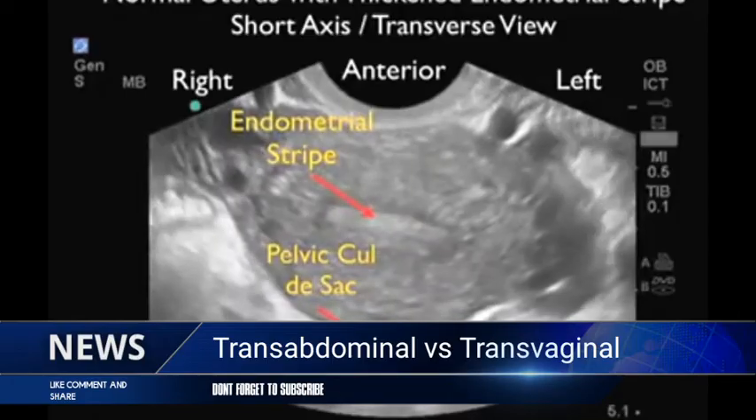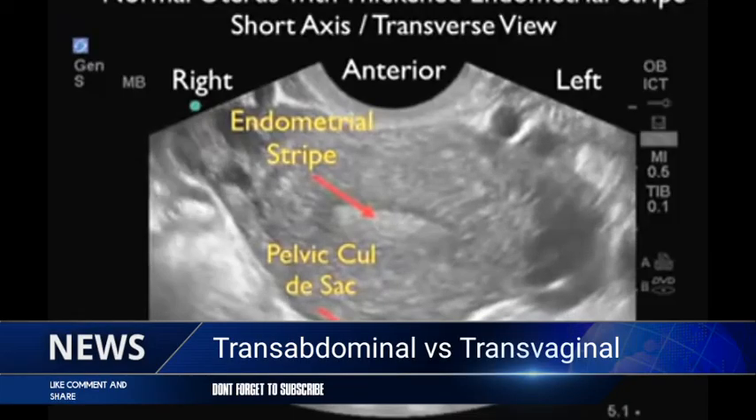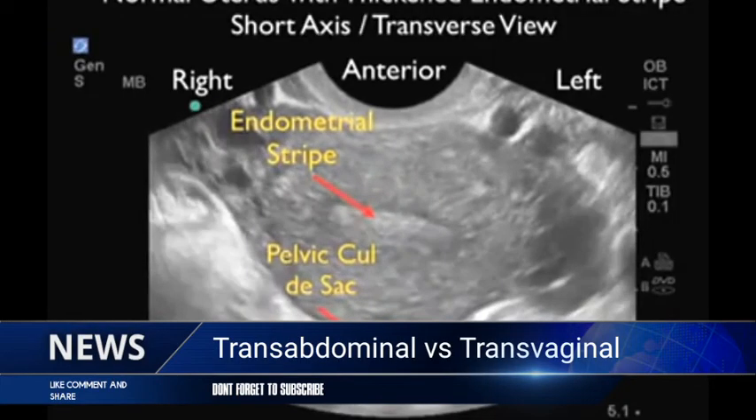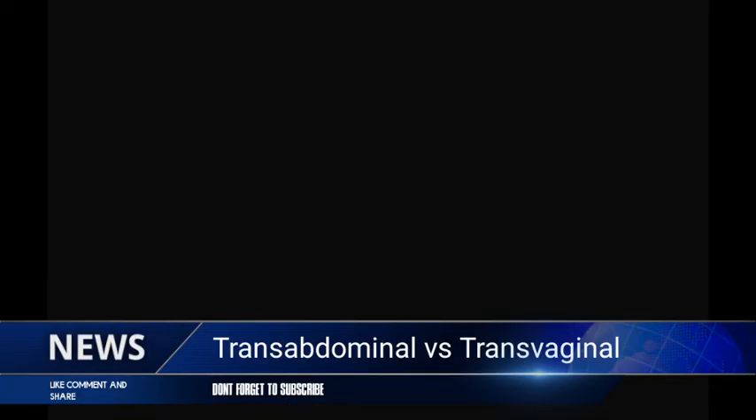We appreciate the endometrial stripe, the white line in the midline of the uterus as seen towards the middle part, and we can see the potential space, the pelvic cul-de-sac, where fluid can accumulate just posterior to the uterus. Notice here the absence of any significant fluid.